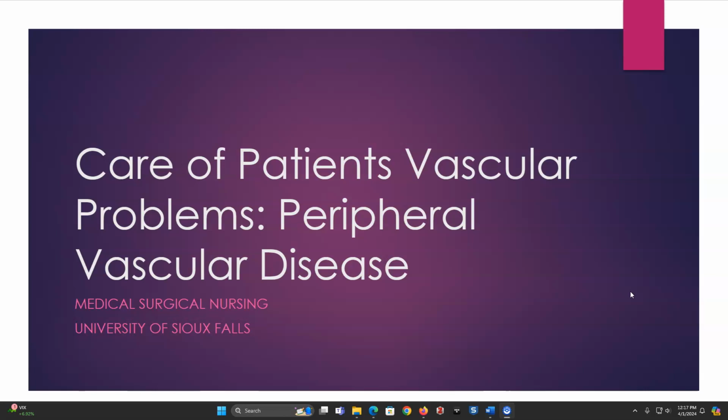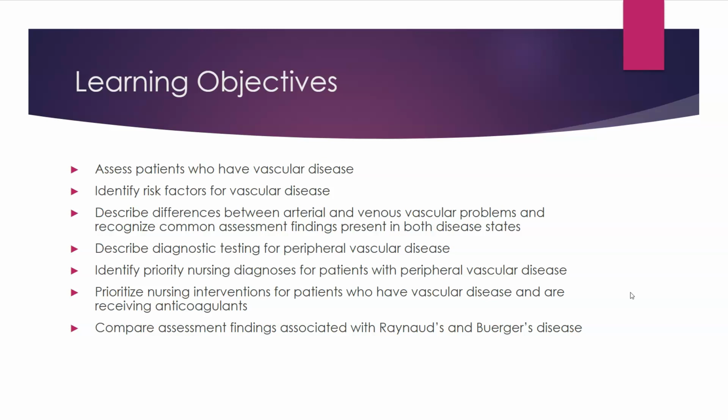I'm recording a lecture on peripheral vascular disease. These are some of our learning objectives: assessing vascular disease. We're going to talk about risk factors related to vascular disease. We'll talk about arterial and venous vascular problems. We're going to talk about diagnostic testing for peripheral vascular disease. We'll talk about patients with peripheral vascular disease. We're going to talk about some nursing interventions for those with vascular disease, and then we'll talk about Raynaud's and Buerger's disease.